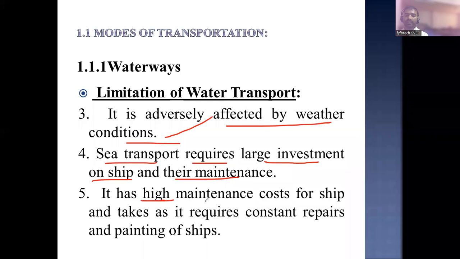It has a high maintenance cost. Yes, waterways require high maintenance cost for ships, as they require constant repair and painting. As the ships are always in the sea, how is the sea water? Is it salty or fresh? Salty. If it is salty, will it affect corrosion? It will affect corrosion, right? So you have to maintain the ship properly, and you have to paint the ships on a regular basis.